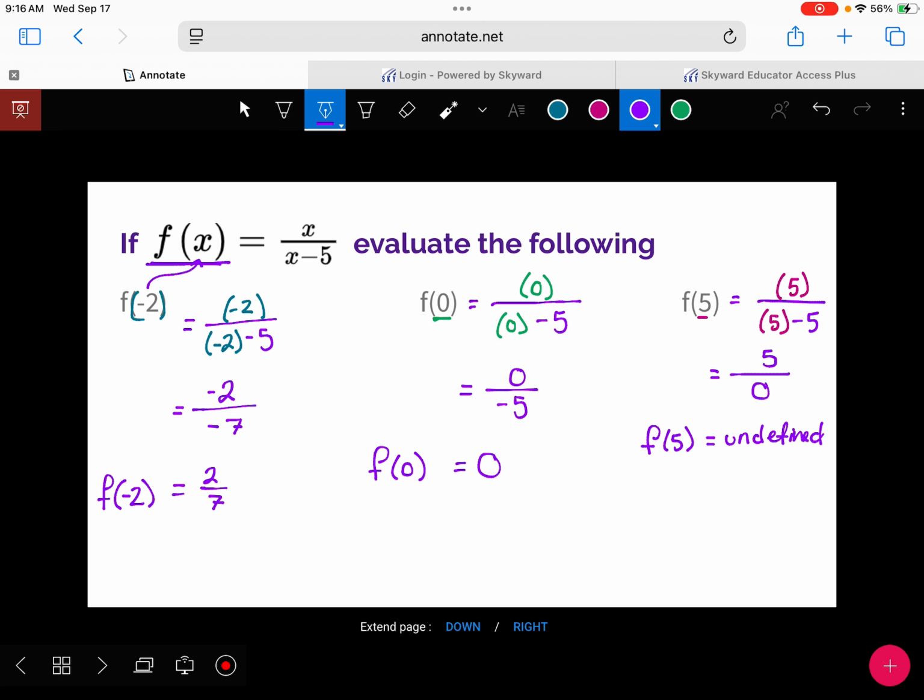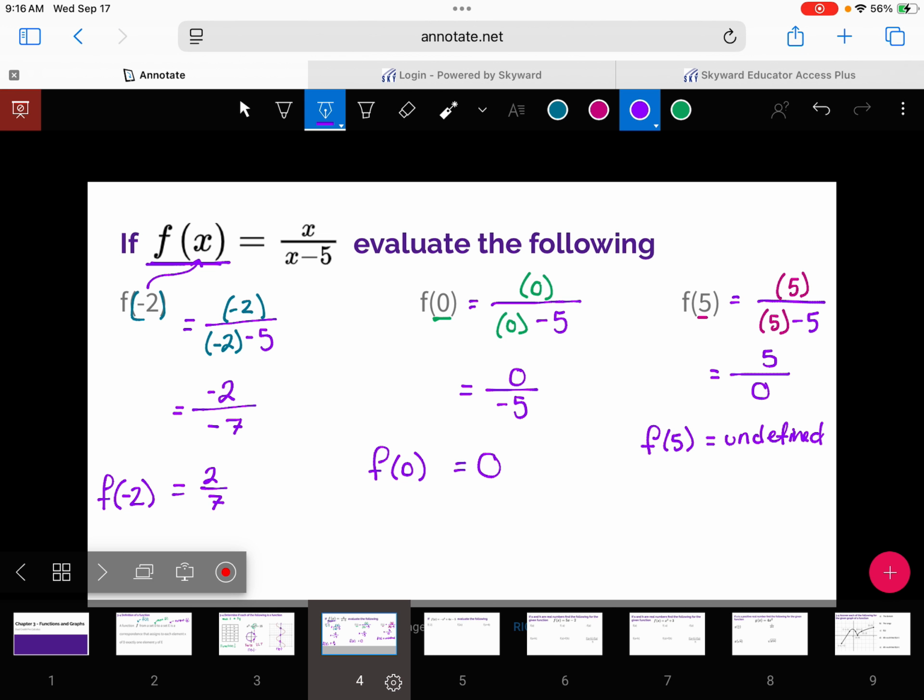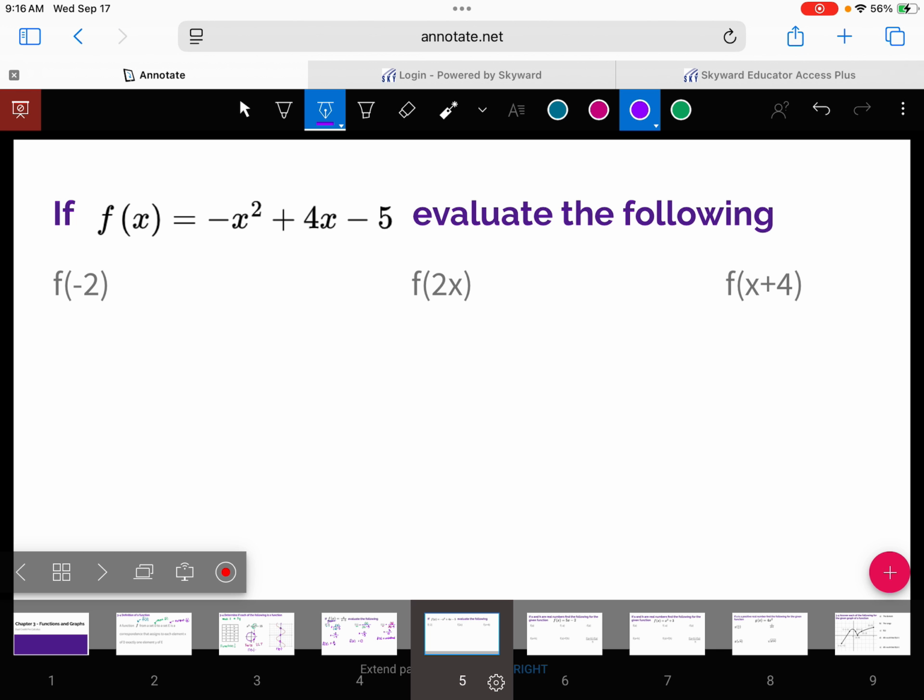Okay. Questions on these 3? Because we've done this before. It's just been a while. It's an algebra 2 thing. Okay. Let's do this again, and we're going to kick it up a little notch. So we're going to do another one.